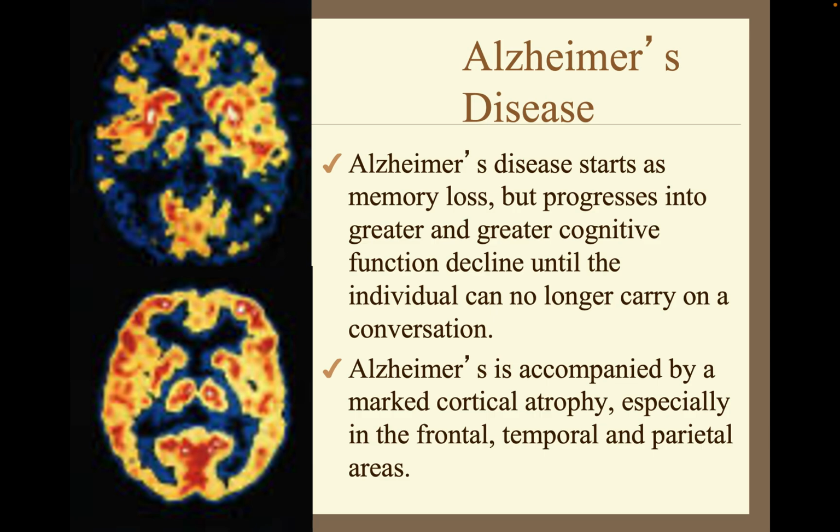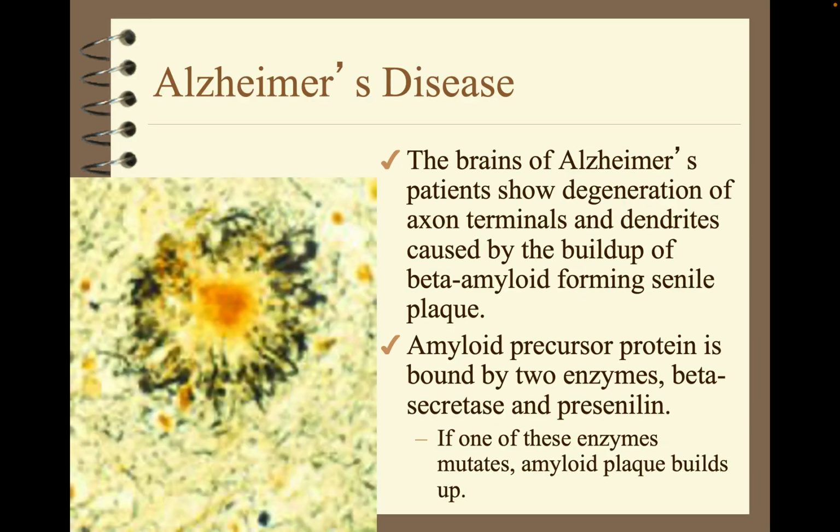Alzheimer's disease starts as memory loss but progresses into greater and greater cognitive function decline until the individual can no longer carry on a conversation. Alzheimer's is accompanied by a marked cortical atrophy, especially in the frontal, temporal, and parietal areas. The brains of Alzheimer's patients show degeneration of axon terminals and dendrites caused by the buildup of beta amyloid forming senile plaque.